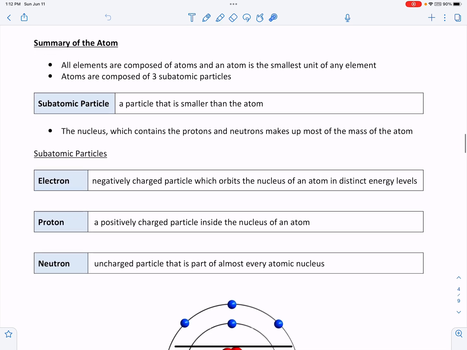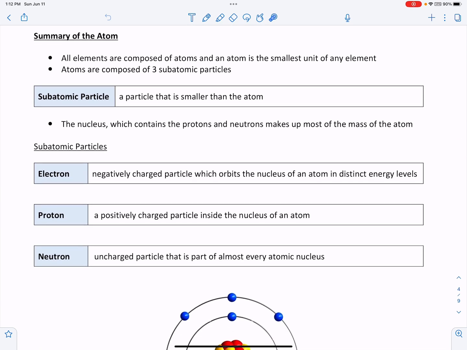So let's summarize the atom. After we discuss all of the history and the experiments, this is the most important part that you are responsible to know. All elements are composed of atoms, and an atom is the smallest unit of any element. These atoms are not indivisible anymore.